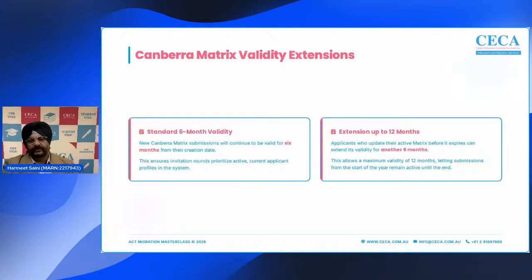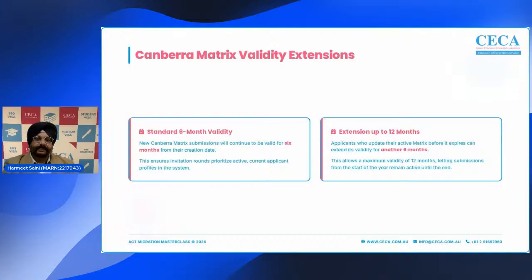Another update for Canberra Matrix is that the new Canberra Matrix submission will continue to be valid for 6 months from the date of creation. This ensures invitation rounds prioritize active, current applications in the system. And this 6 months can be extended. An applicant who updates their active matrix before its expiry can extend its validity up to 6 months.